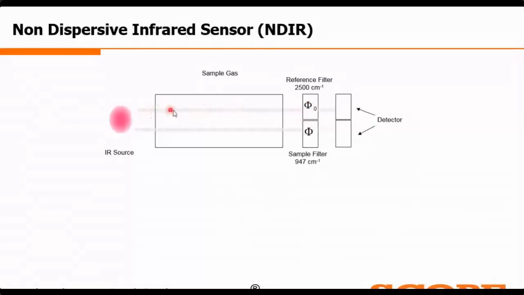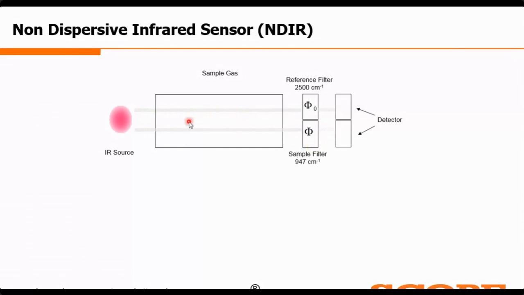Now the heated molecules are coming through these filters. There are two filters, one is the reference filter and one is the sample filter. This sample filter is tuned to 947 inverse centimeters, which is the peculiar wavelength of SF6. This filter is tuned to the wavelength of SF6.